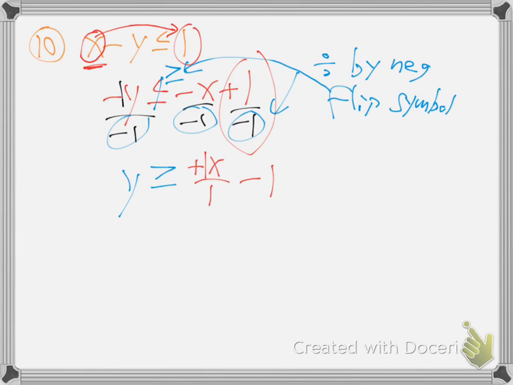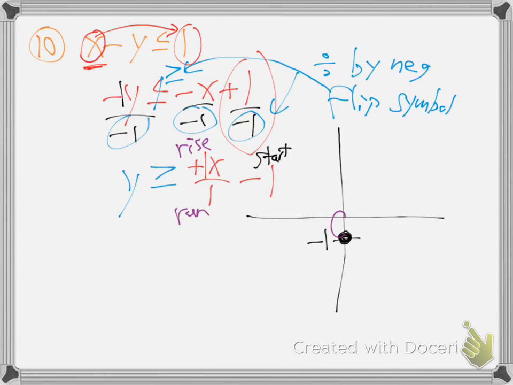So let's do it. So we go to the graph. Where's our first dot? Down. Yeah, you start down 1. And then where do we go from there? It's rise over run. So you go up 1, over 1. There's our second dot. How we doing? We good? Connect the dots. Solid line? Yeah, solid bar, solid line.